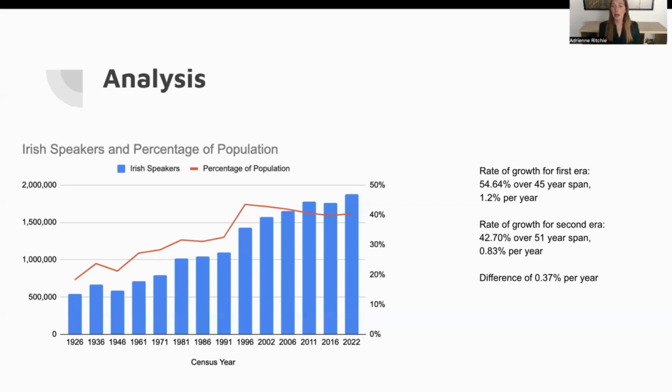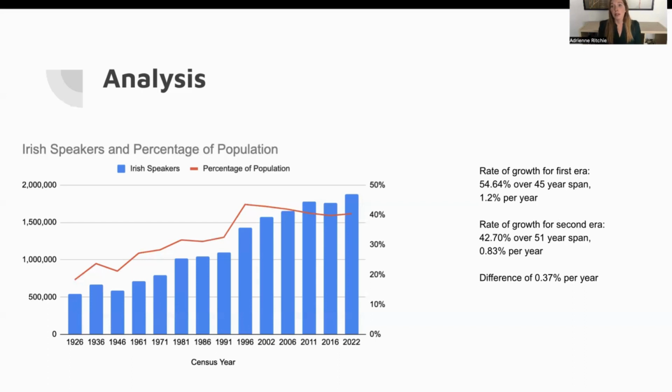In the second era, people were very worried that it would be a sharp decline, that the revival would lose traction and it would be a little bit disastrous for people that have been working so hard to promote this Irish language. But that actually wasn't the case. The rate of growth did decline a little bit, but we can talk about the significance of that in just a second. So in the second era, the rate of growth was 42.7% over 51 years. And that comes out to about 0.83% per year.